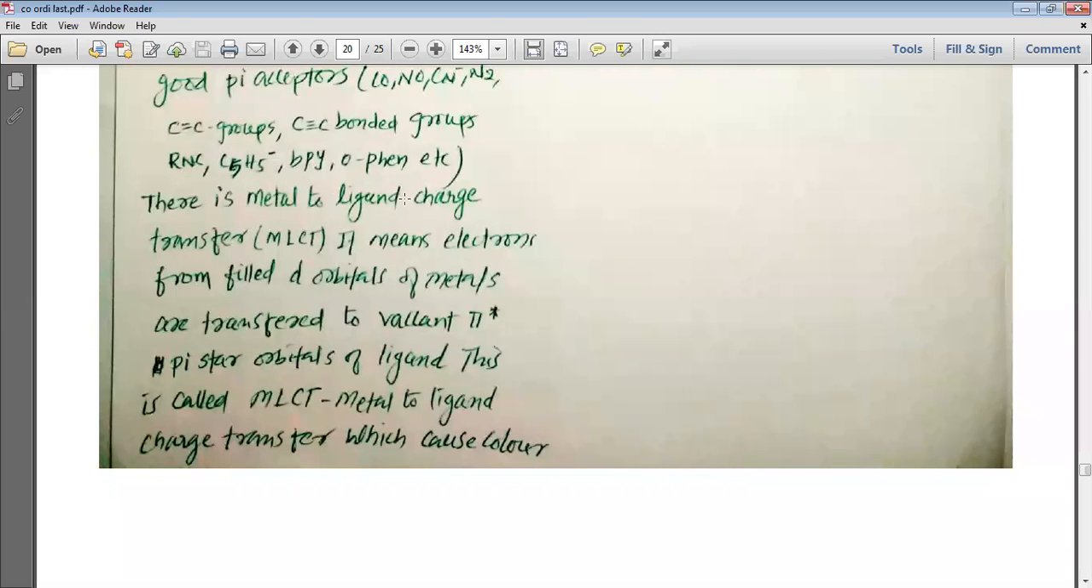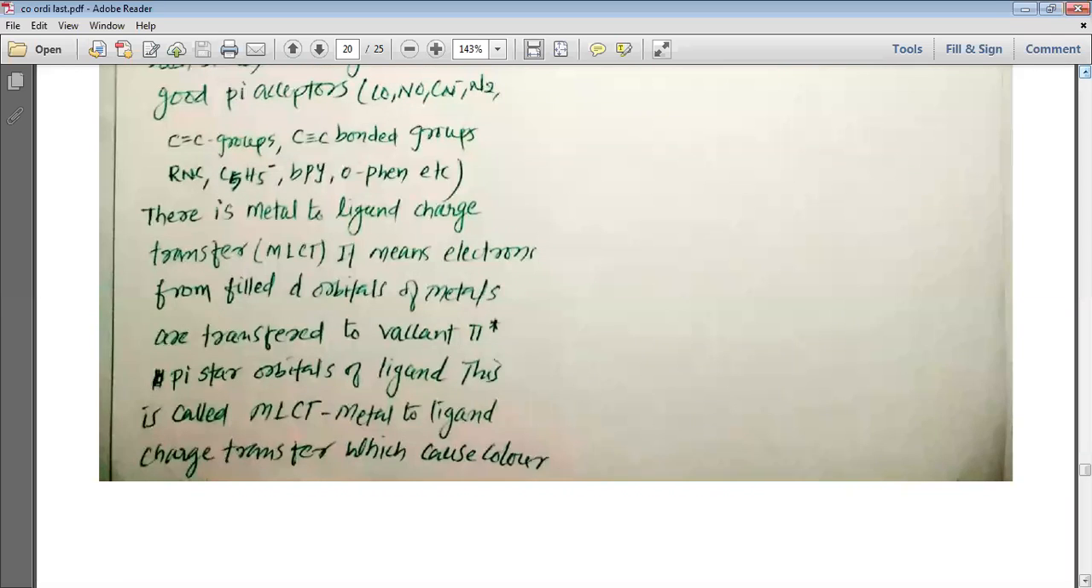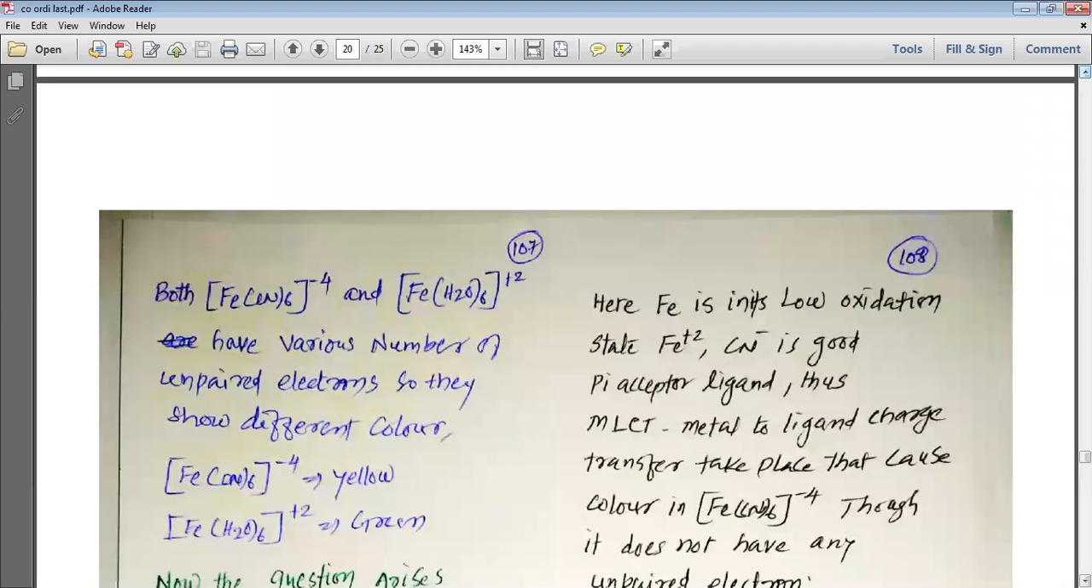So there is metal to ligand charge transfer. It means electrons from filled d orbitals of the metal are transferred to the vacant pi star orbitals of the ligand. This is called MLCT, metal to ligand charge transfer, which causes color here in Fe.